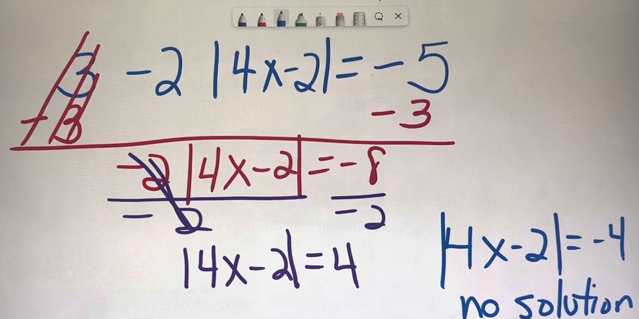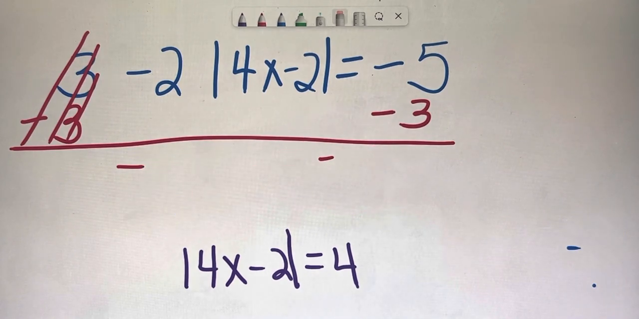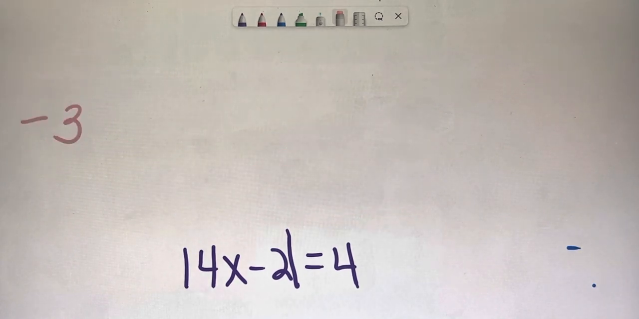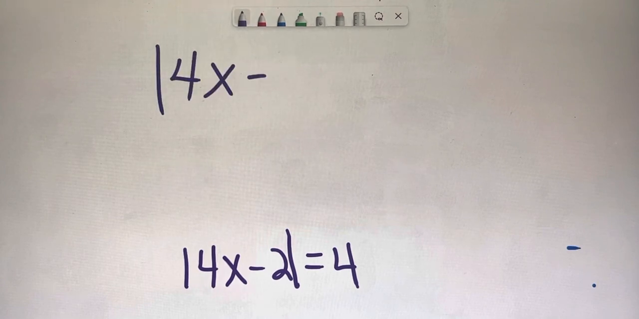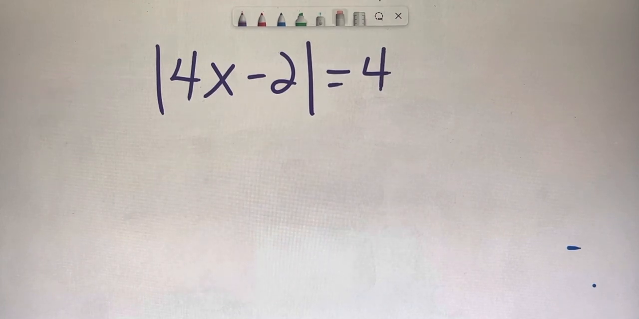And if the number over here was 0, there'll be 1 solution. So if it's a positive number, there's going to be 2 solutions. A negative number, there's no solutions. And 0, there'll be 1 solution. So we're going to take this part, now that we've gotten the absolute value signs by themselves, 4x minus 2 equals 4. We're going to take that, and now we're going to solve.